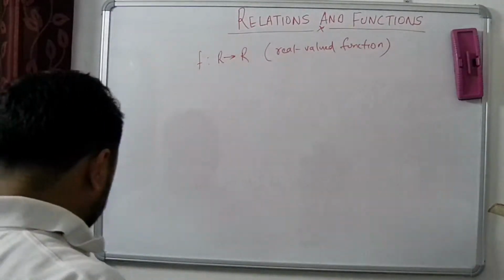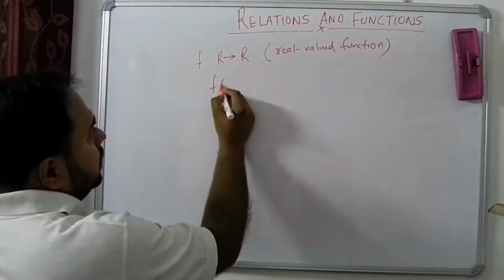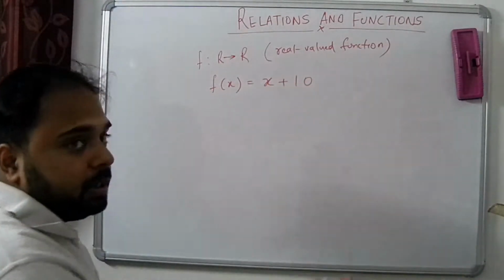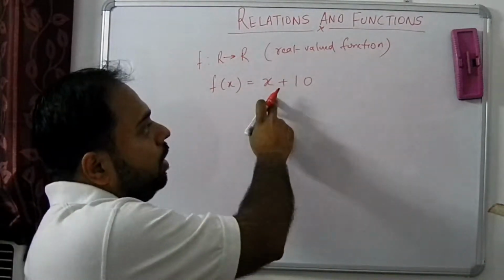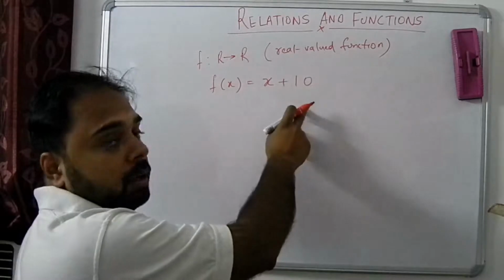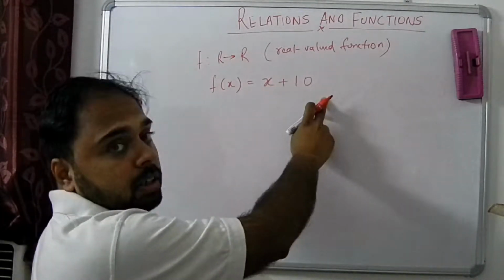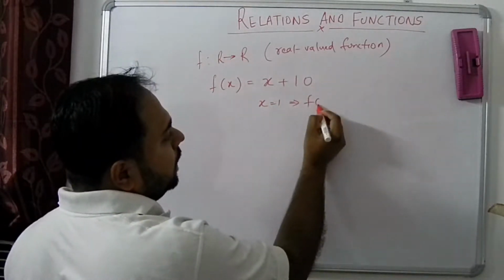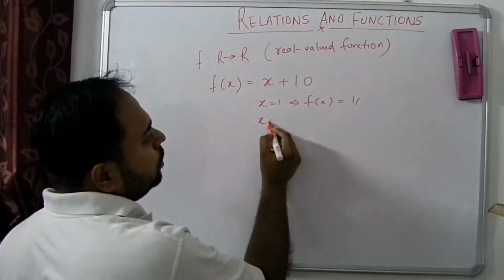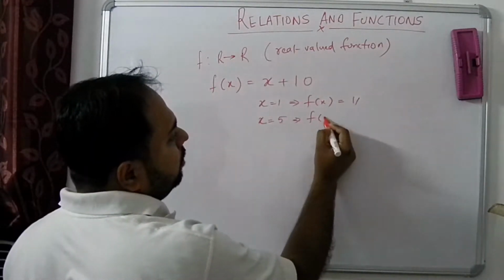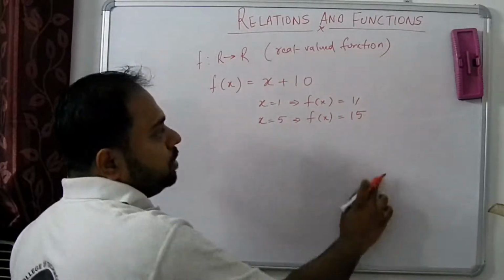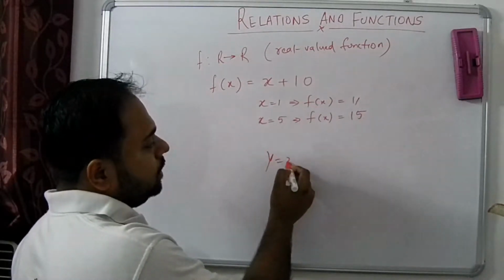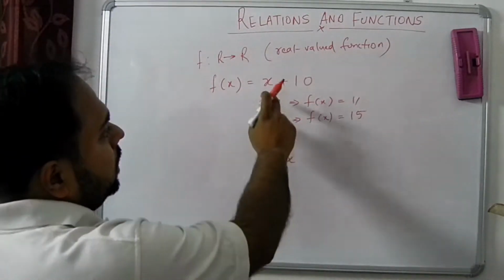Now what they are saying is it is defined as f(x) = x + 10. What does this mean? It means for any x which is real, for each x, the image is given by this relation. If I put x as 1, this implies that f(x) is equal to 11. If x is equal to 5, f(x) is equal to 15. Now, we had an identity function where y is equal to x, a linear function. Similarly, this is a linear function.